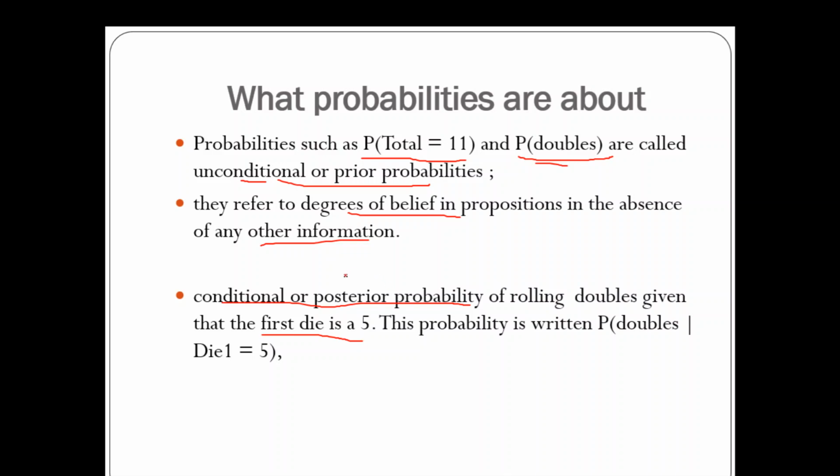What is the conditional probability of rolling a double given that the first die is 5? Already you know that the value on the first die is 5. Given that, what is the probability that the second die will also be 5, so that it leads to a double? This probability is written as P of doubles given that die 1 equals 5. This type of probability is called conditional probability. One condition is already satisfied. Given that this condition is true, what is the probability of the other happening?